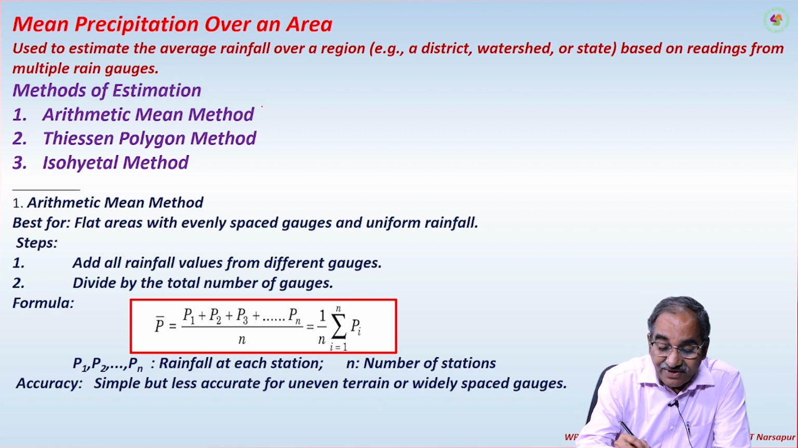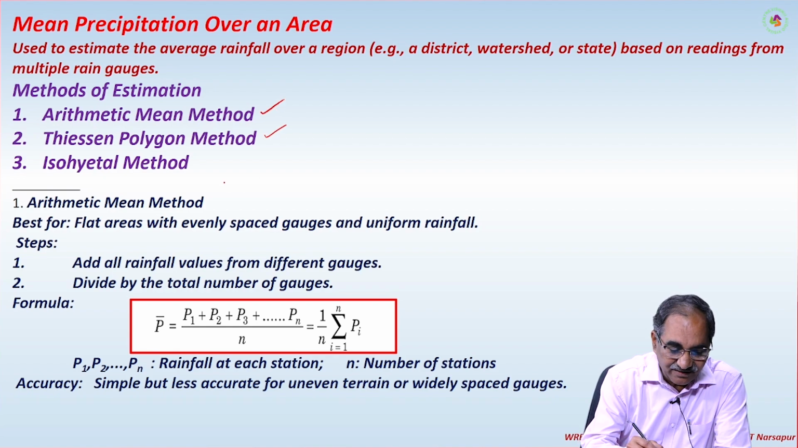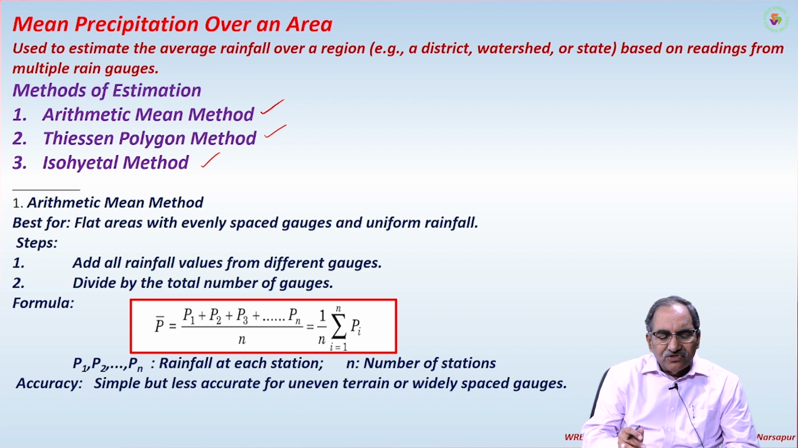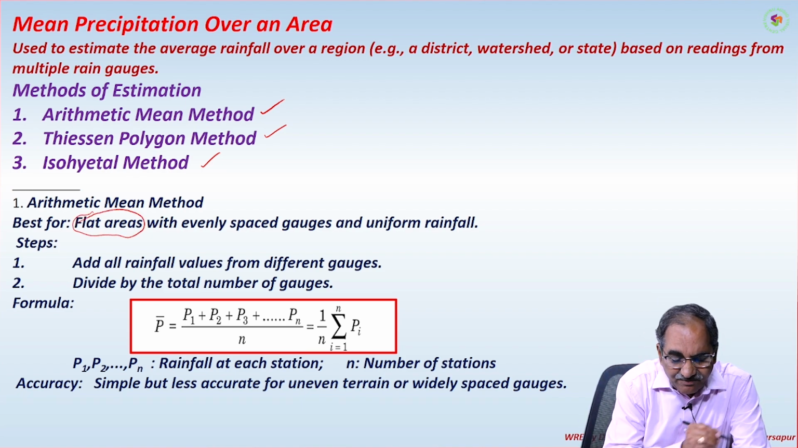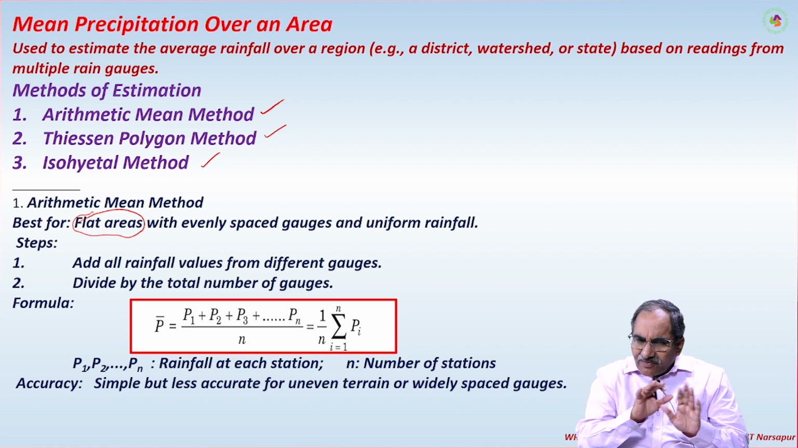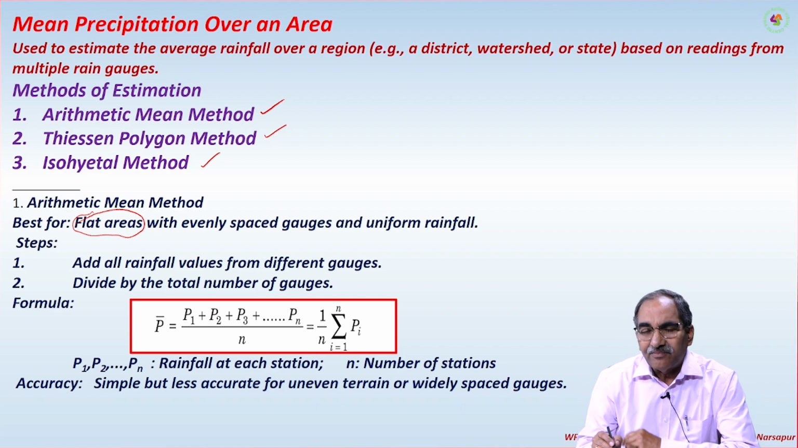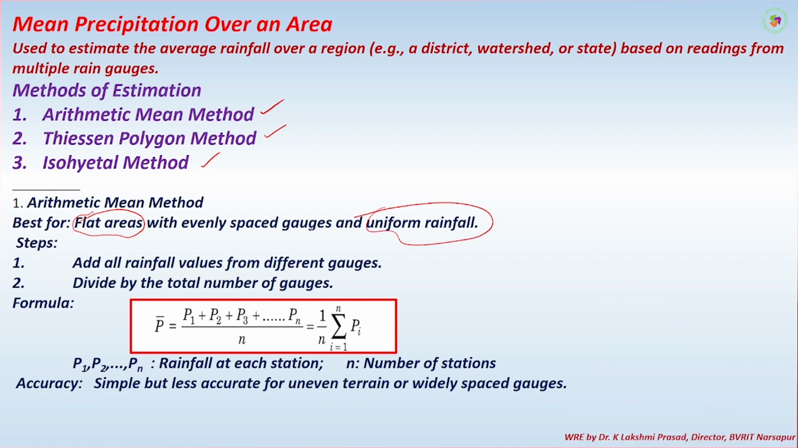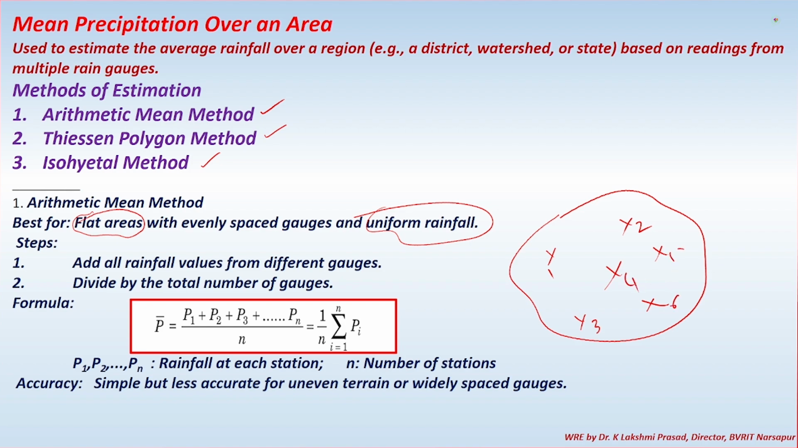The arithmetic mean method is mainly used for flat areas, very important. That is mainly used in flat areas, where we normally expect a uniform depth of rainfall. In the arithmetic mean method, for example, this is the catchment. There may be rain gauges like this: here 1, 2, 3, 4, 5, 6 rain gauges.